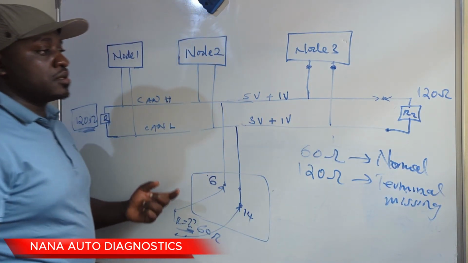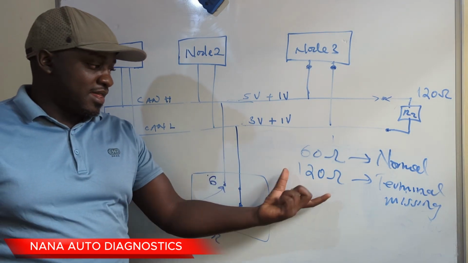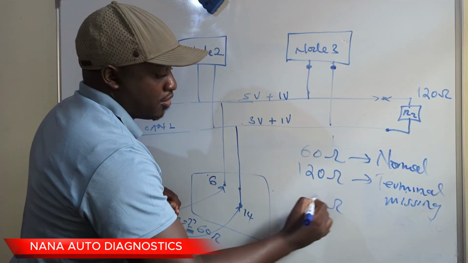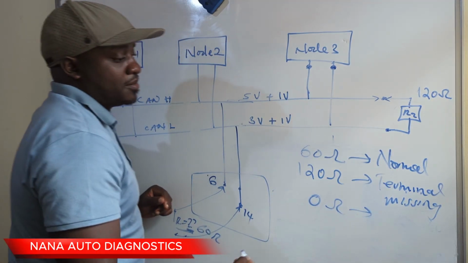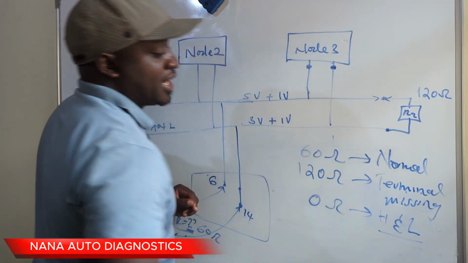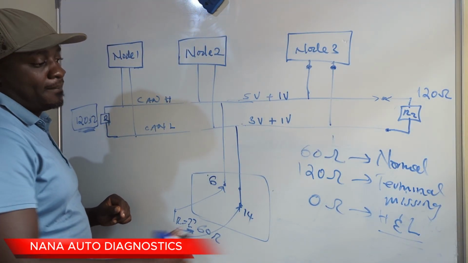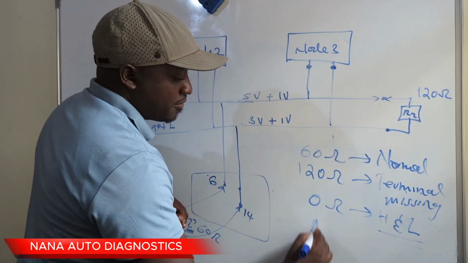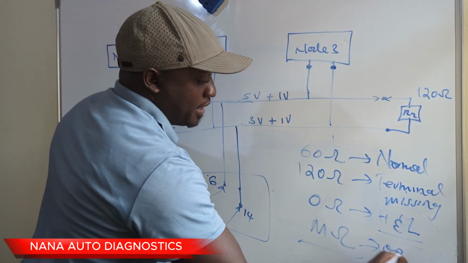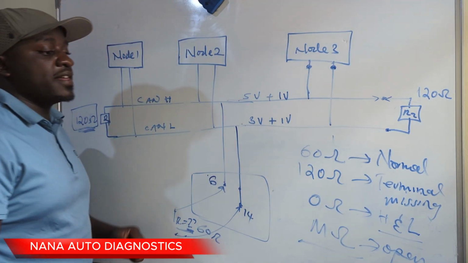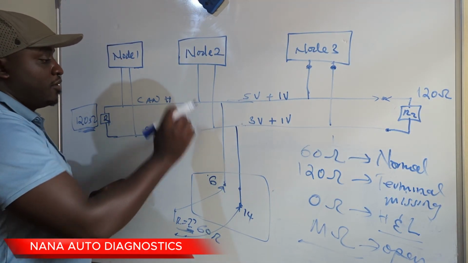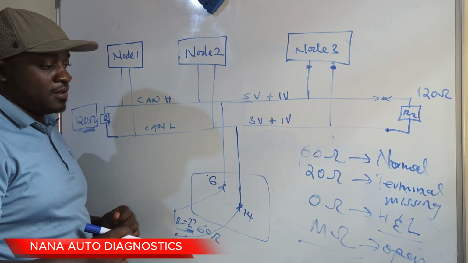So you have to check out which module contains that resistor. The other scenario is when we have 0 ohms. If you have 0 ohms, it means CAN high and CAN low are shorted to each other. If we have a very big value in mega ohms or an infinite value, it implies we have an open in either CAN high, CAN low, or in both communication lines.